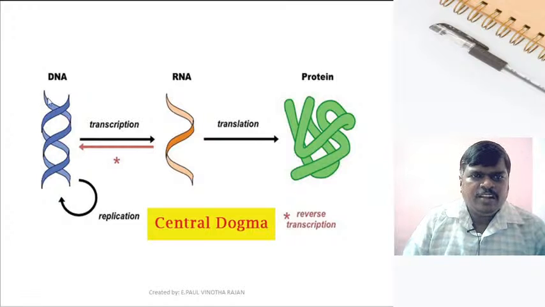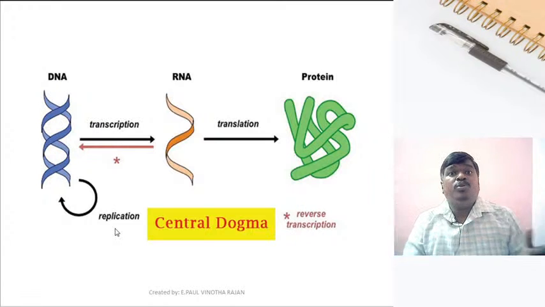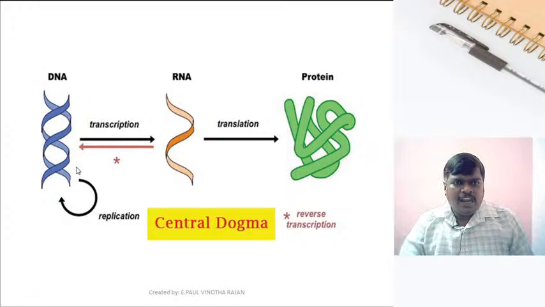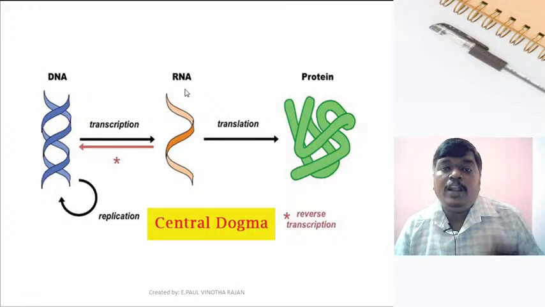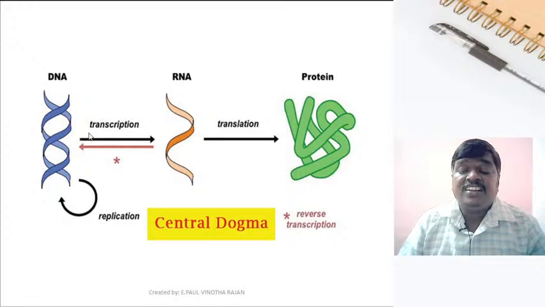The DNA undergoes a process called replication to form DNA. So one DNA becomes 2 DNA. That is called the DNA replication process. And from the DNA, which is a double stranded structure, a single stranded RNA is formed. This RNA is called mRNA, messenger RNA, by a process called transcription.